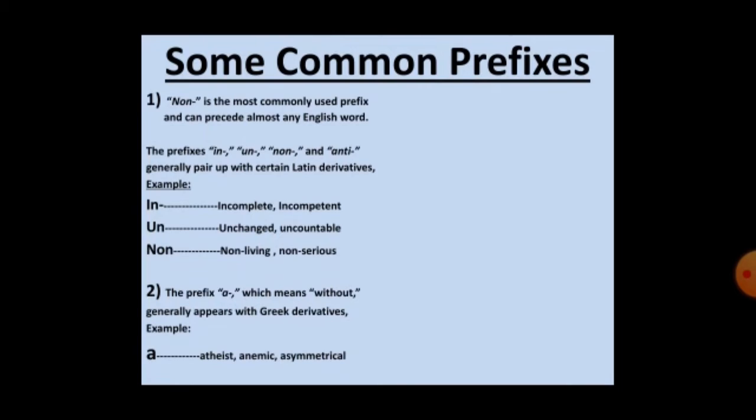Okay, here comes another one, the prefix a, which means without. When we talk about negative or without anything, there we use a before any word, it means without that thing. It generally appears with Greek derivatives, for example atheist, anemic, asymmetrical.